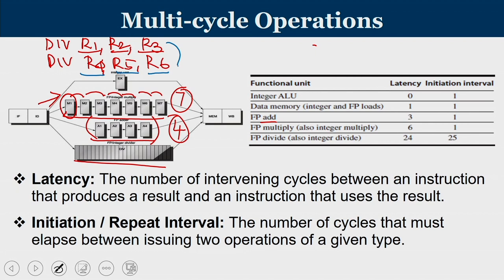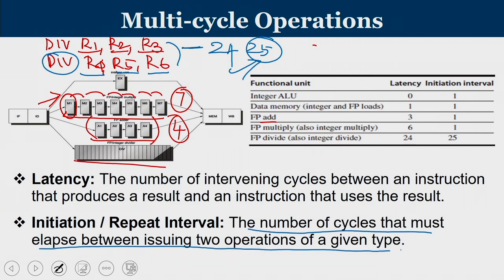But still, since our division unit is unpipelined, it will take 24 cycles of latency. 25 cycles are required to complete the operation. And I can use my division unit again only after 25 cycles. That means this is the number of cycles that must elapse between issuing two operations of a given type. I am going to use the same division unit again. Two divisions have to be separated by 25 cycles because my division unit has a latency of 24.